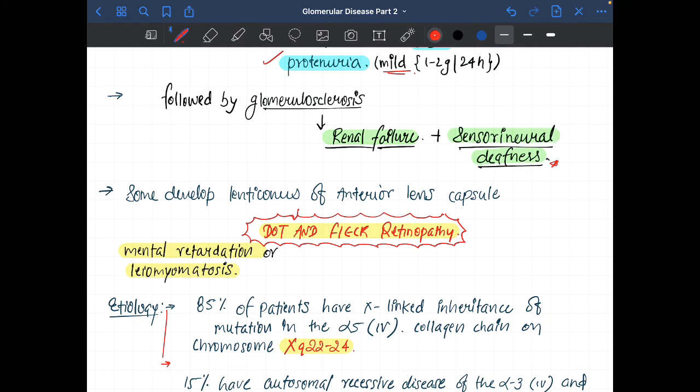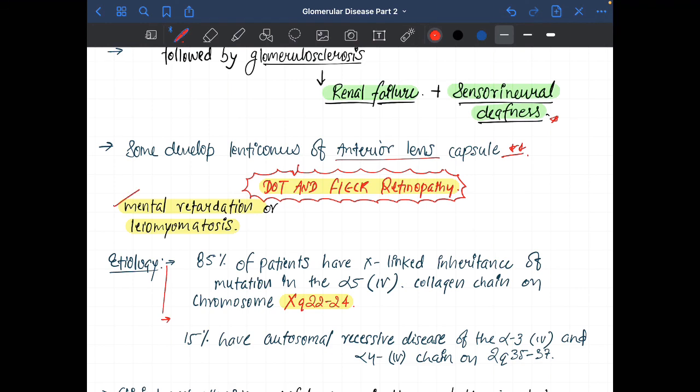Alright, and also some of the patients develop lenticonus of the anterior lens. You can check on Google what lenticonus of the anterior lens is. Sorry, I forgot to add the picture. There can be intellectual disability or leiomyomatosis.